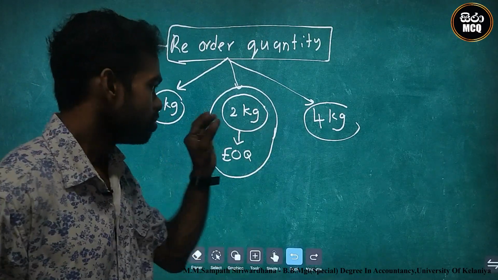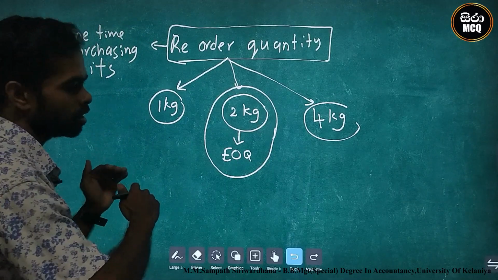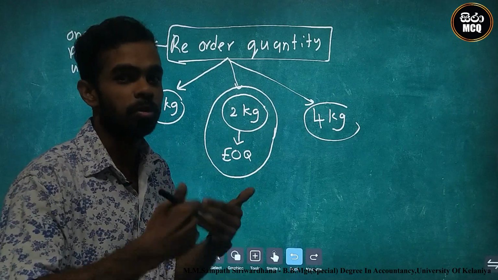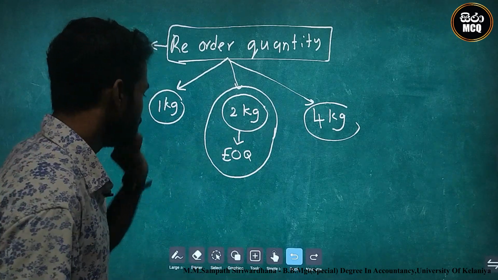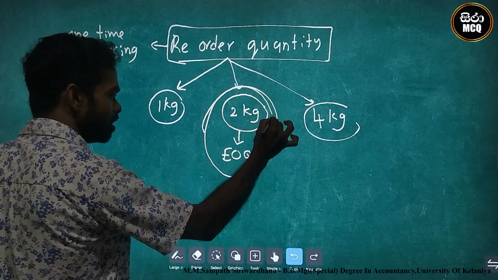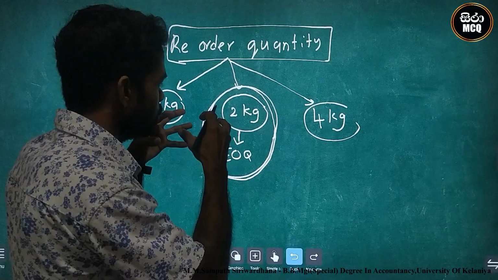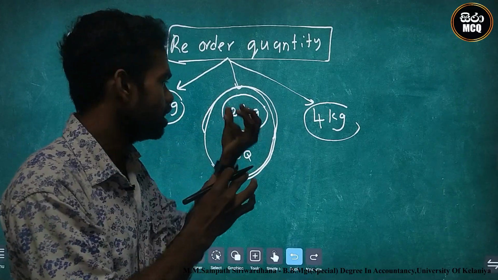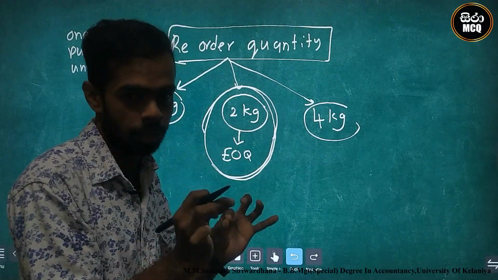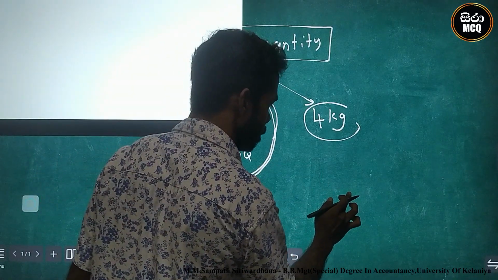There is another ordering cost, because we must order these units again and again. Therefore, economically, the cost is minimum at the EOQ. The best one-time purchasing quantity is 2 kilograms. This is the EOQ. Okay, at that point, look here, what do they say?